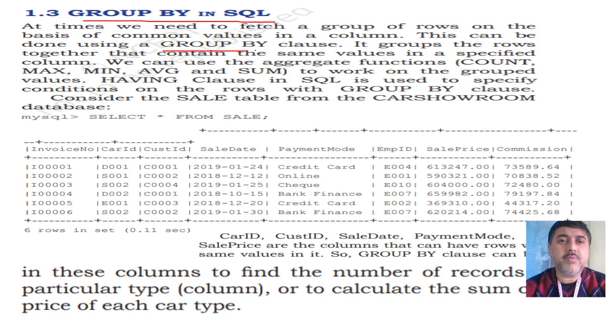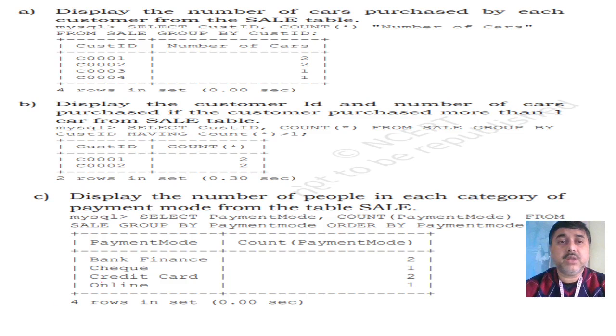What is a group by command? When we fetch a group of rows, a huge number of rows, and we want to do the maximum, minimum, average, sum, all these things, then we can use this particular group by function. So as we can use the group by function, there are typical examples.